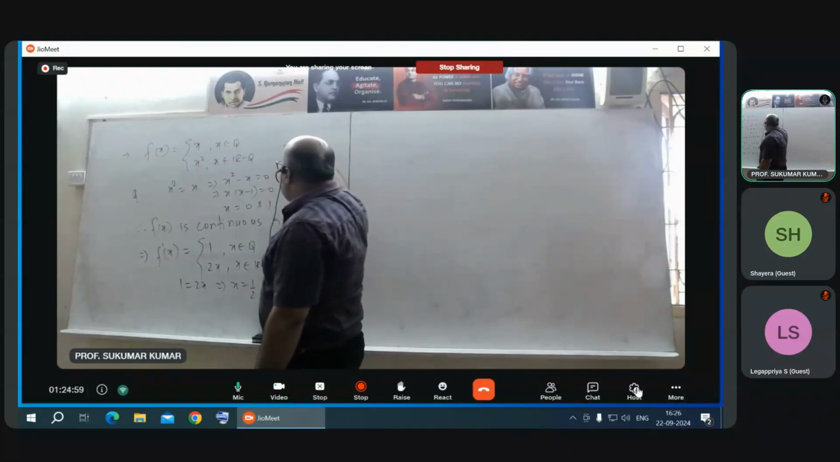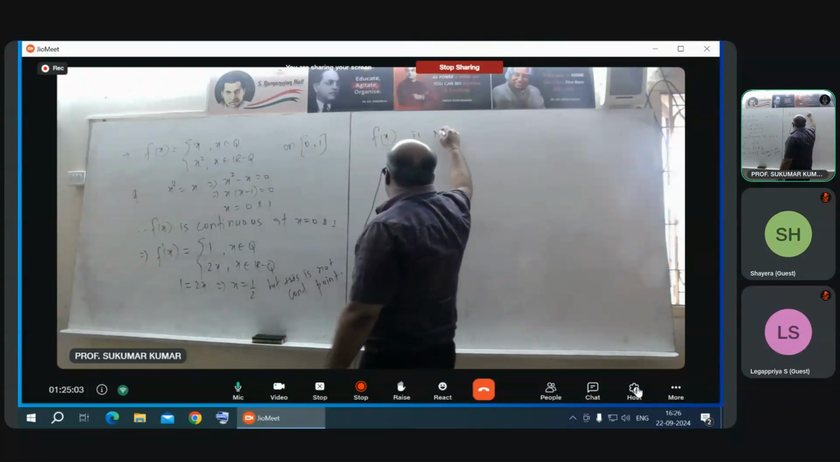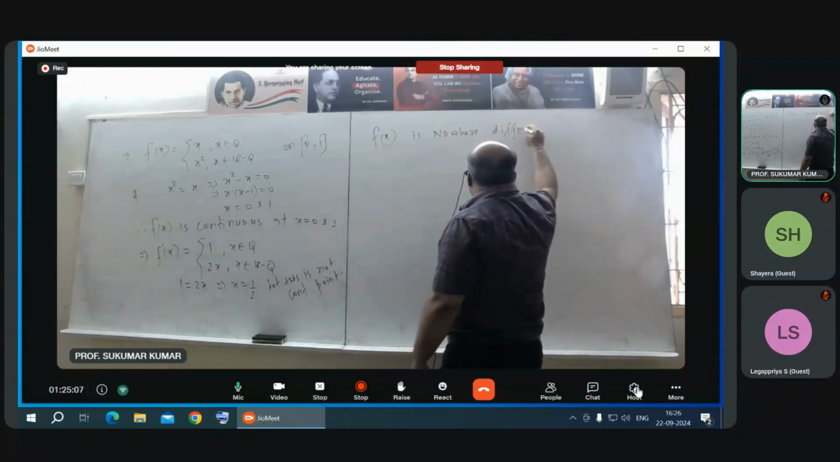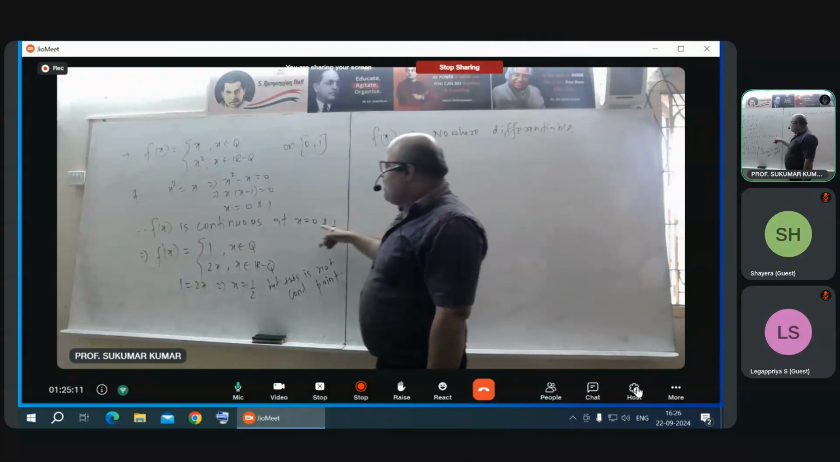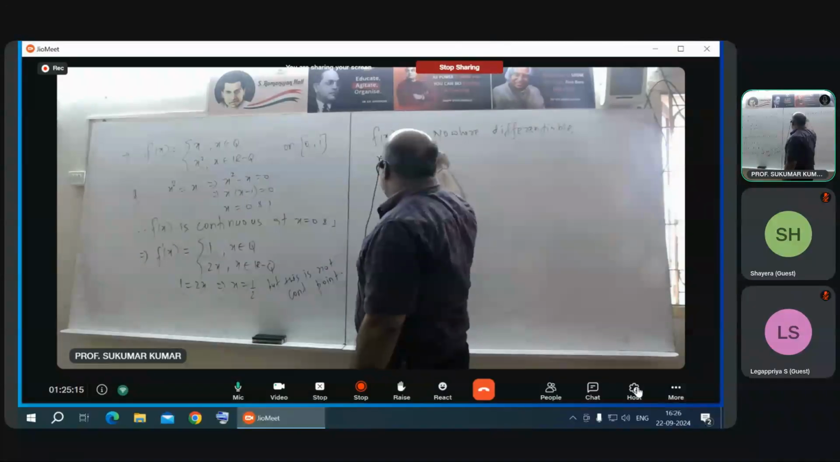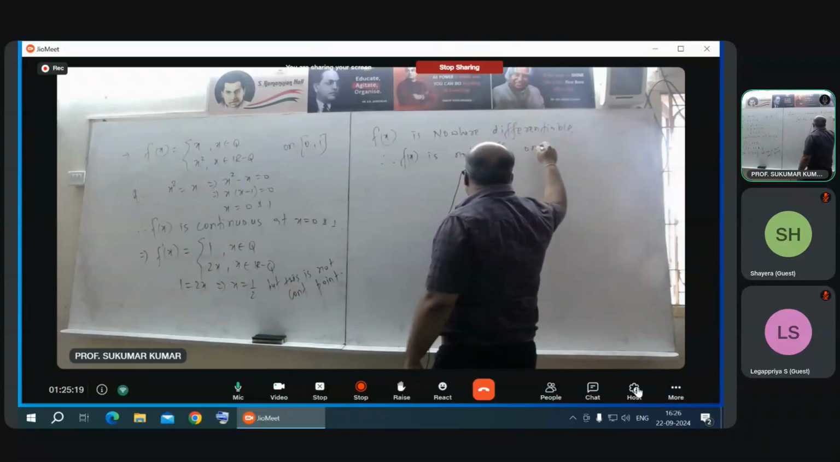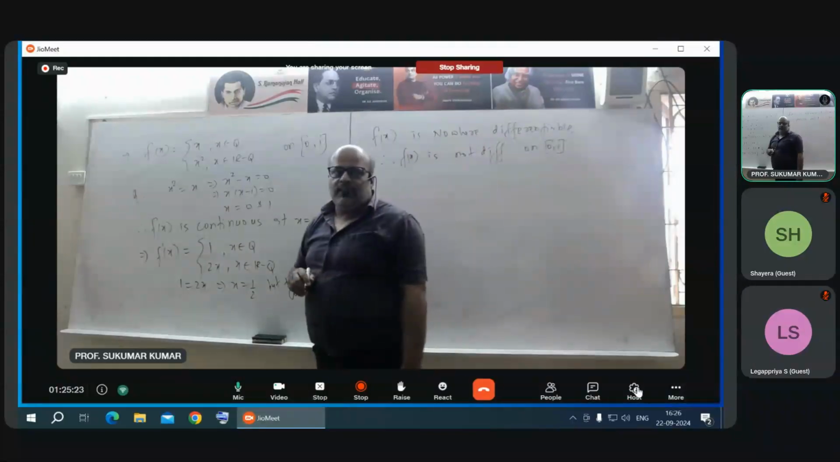Whatever domain they give, suppose they give domain 0 to 1. We will first write that the function is nowhere differentiable, whatever domain they give, because differentiability is possible only at continuity points. So finally, if this domain is given, it is not differentiable on 0 to 1. Understanding?